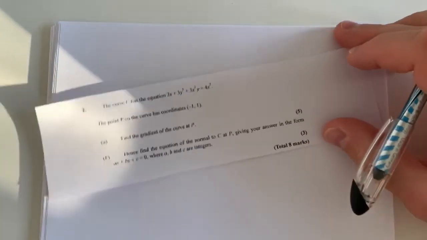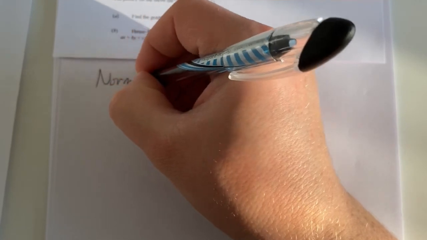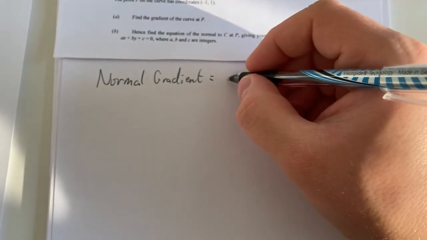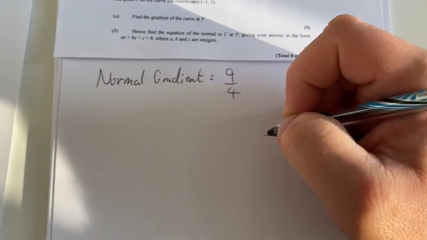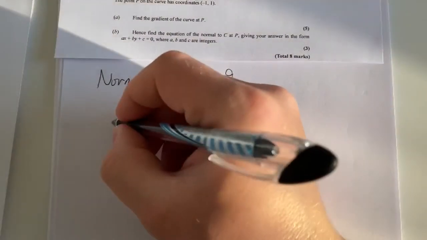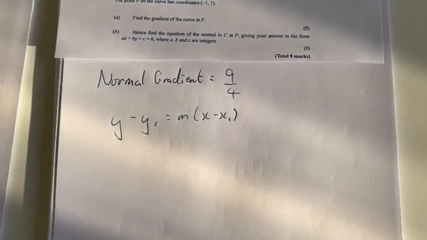So then part B said, hence find the equation of the normal to C at P, giving your answer in the form ax plus by plus c equals 0. So this is following the same things you've been doing since early A level. We find the normal gradient, which will be the negative reciprocal of the previous gradient. So it would be positive 9 over 4. Then we can do y minus y1 equals m times x minus x1.